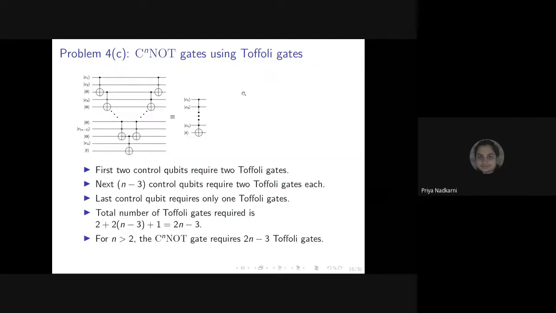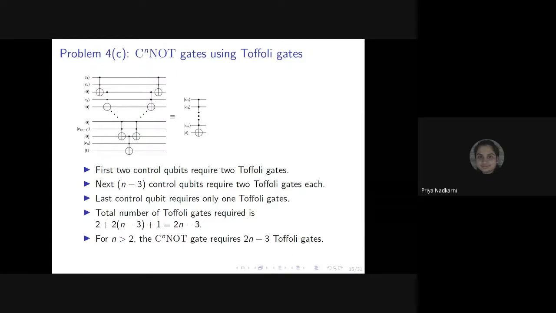So now let's count the number of Toffoli gates which are required. Here we can see that for the first 2 qubits, we need one Toffoli gate, and then for every qubit that we add as a control, we need two Toffoli gates. We need one on this end and another on this end. So for the first 2, we need these 2, and then every time we add one control qubit, we need 2 Toffoli gates. And for the last control qubit, we just need one Toffoli gate that we apply on the target. So the total number of Toffoli gates required is 2 plus 2 into n minus 3 plus 1, which is equal to 2n minus 3. So for n greater than 2, the C power n NOT gate requires 2n minus 3 Toffoli gates.